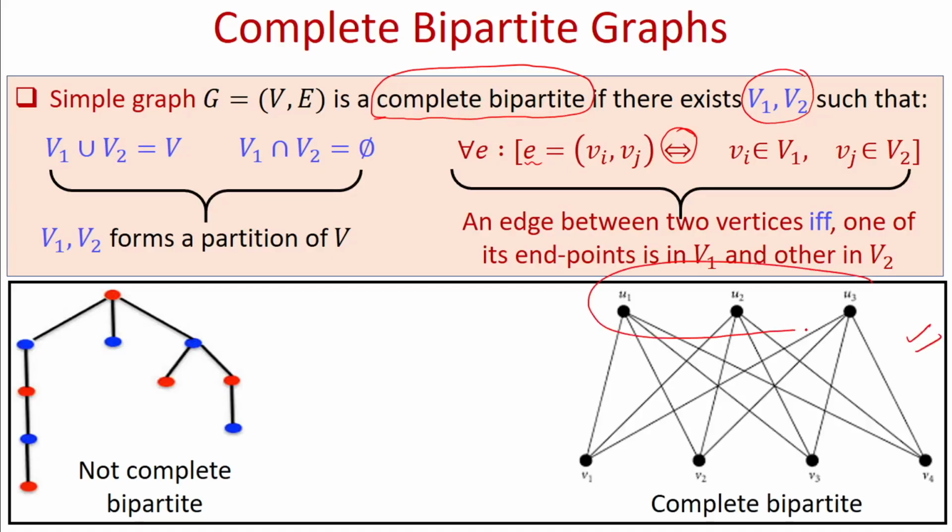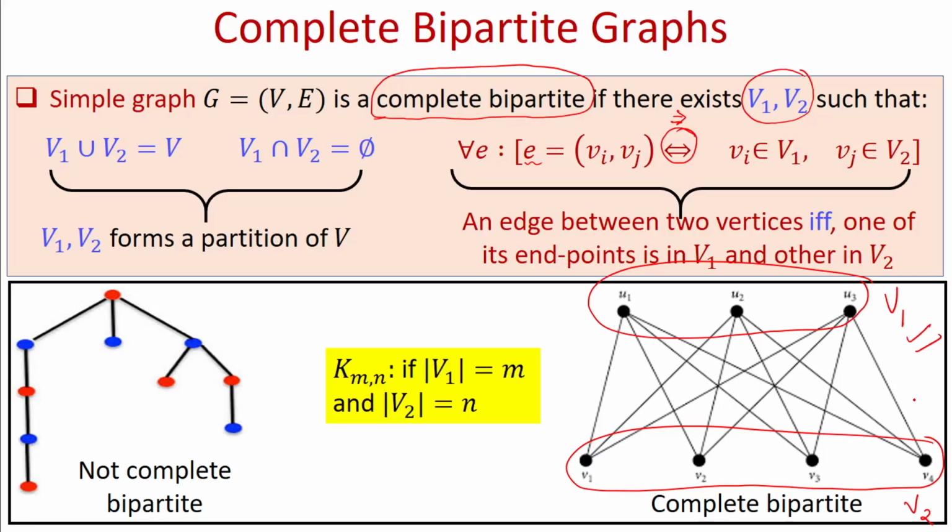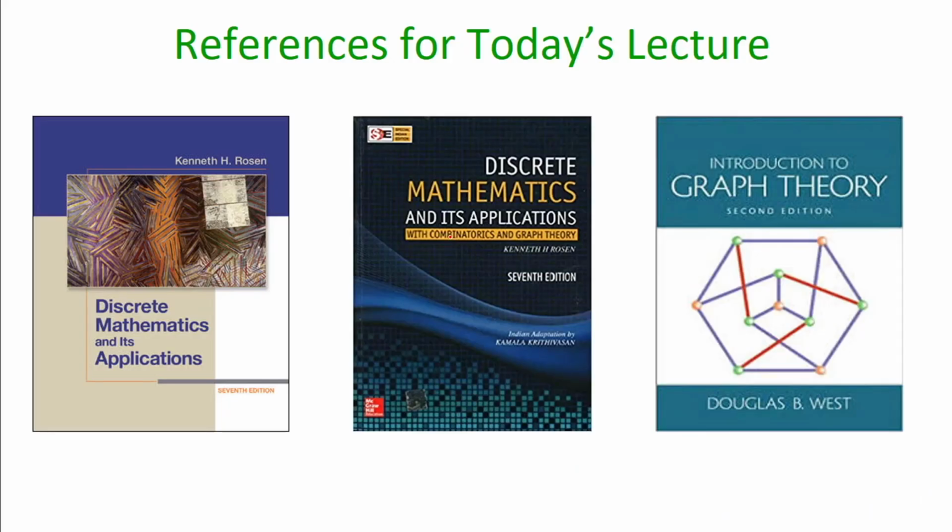So this graph is not a complete bipartite graph, but this graph is a complete bipartite graph because you can put the vertices u1, u2, u3 in one subset, and you can put the other vertices, namely v1, v2, v3, v4, in the other subset. And you can check now that you take any edge in the graph, one of its endpoints is in V1 and the other endpoint is in V2. So that shows the implication is true in one direction, and the implication is true in the other direction as well. You take any vertex in V1 and any vertex in V2, there exists an edge between those two vertices in your graph. So that's why this is a complete bipartite graph, and we use the notation K of m comma n to denote a complete bipartite graph where the cardinalities of the two subsets in your partition are m and n respectively.